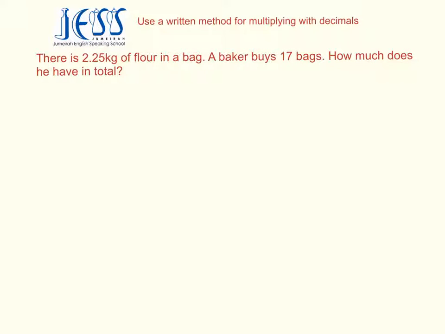So if we look at this worded question, there is 2.2 kilograms of flour in a bag. A baker buys 17 bags. How much does he have in total? It's a very simple one-step word problem, but the problem lies in multiplying the decimals. So 2.25 in each bag, and there's 17 lots. So I'm going to multiply that by 17.